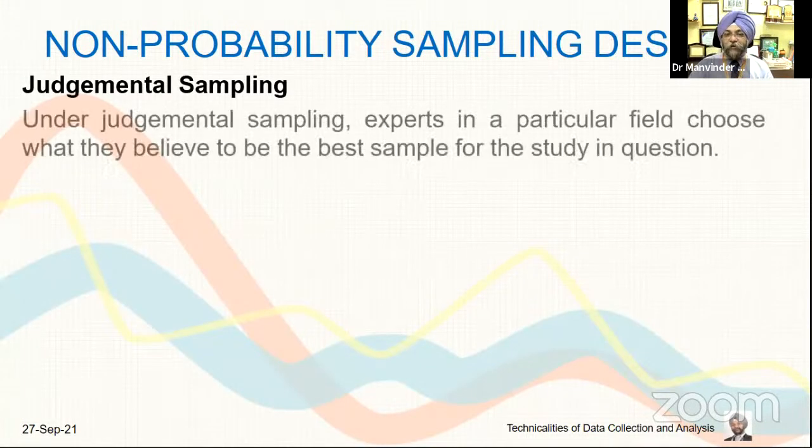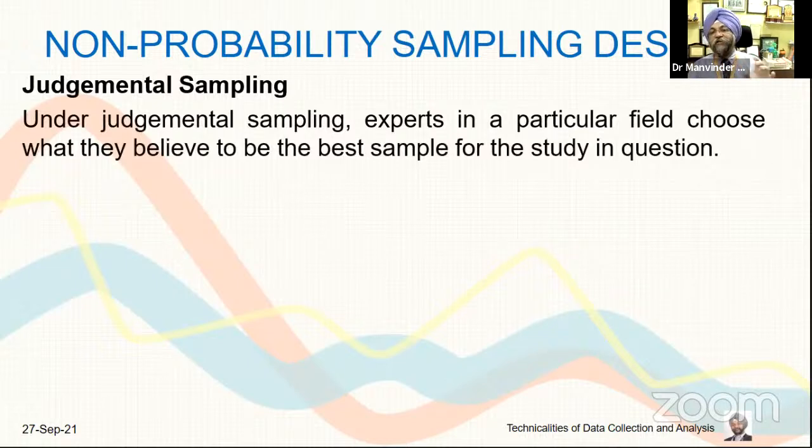Now, what is judgmental sampling? Under judgmental sampling, experts in a particular field are chosen, and what they believe to be the best sample for the study in question. Here the judgment of the expert is used to identify the representative sample. For example, shoppers at a shopping center may serve to represent the residents of a city. Those who are coming for shopping may be considered representative of this study, and may be selected to represent the country also.